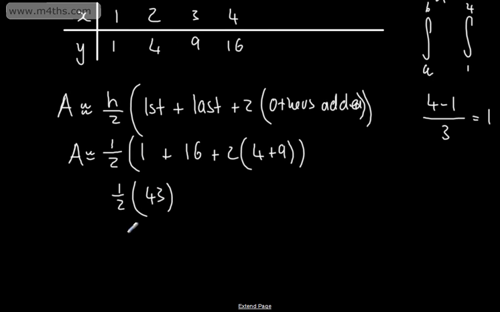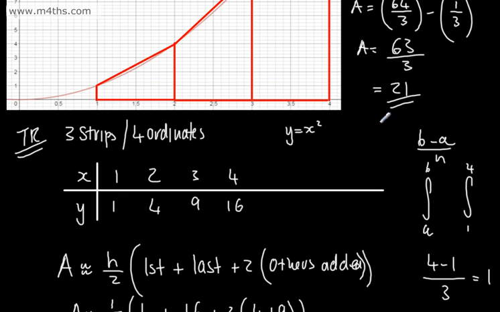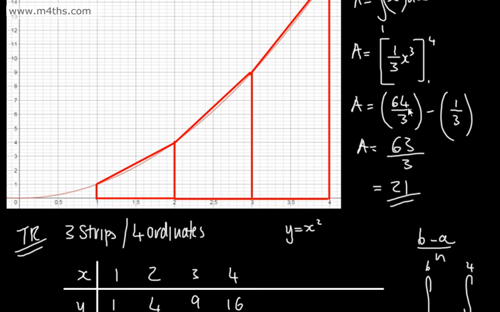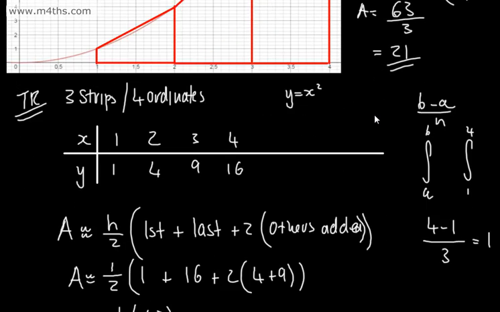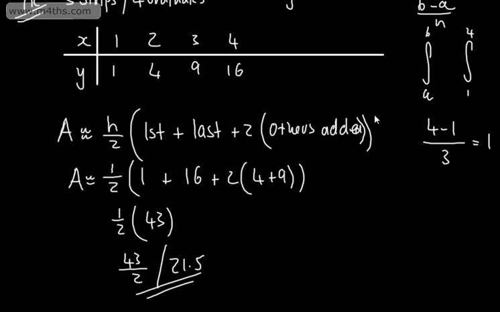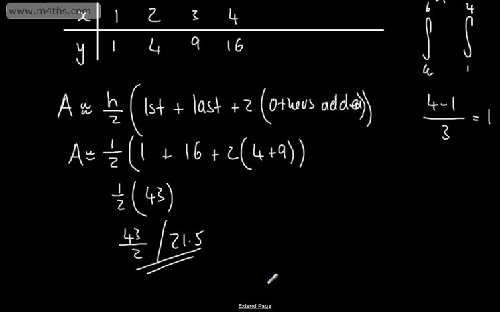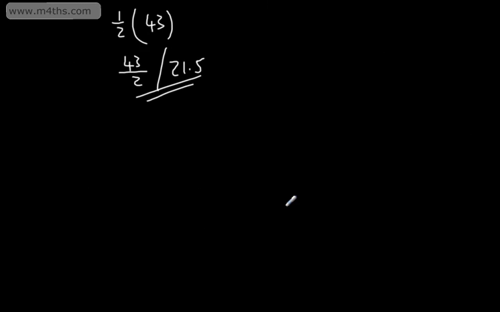So we can say that the area is approximately equal to 43 over 2, which is 21.5. The actual area using integration was 21. We were able to integrate that without any hassle at all because it's a basic polynomial. Using the trapezium rule, we've ended up now with this particular estimate of 21.5.